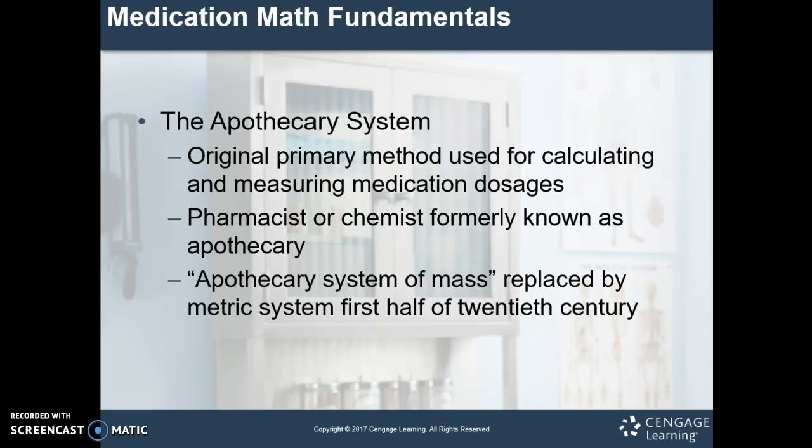In order to start calculating and understanding why we do conversions, you need to know a little bit about the history of pharmacy math. So the apothecary system was the original primary method for calculating and measuring medication doses. However, this system is really outdated and we don't use it anymore. But a pharmacist or chemist was formerly known as an apothecary. And this was replaced by the metric system, which you should be more familiar with, in the first half of the 20th century.